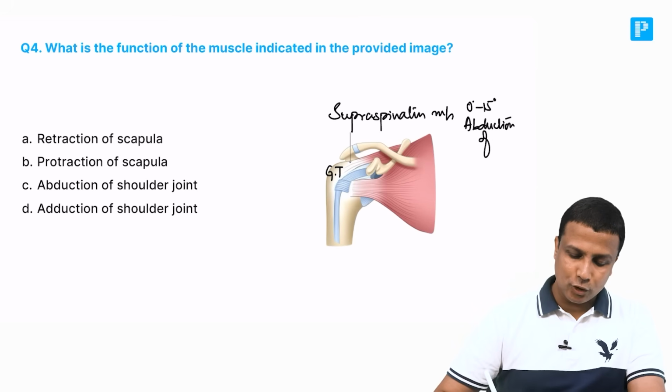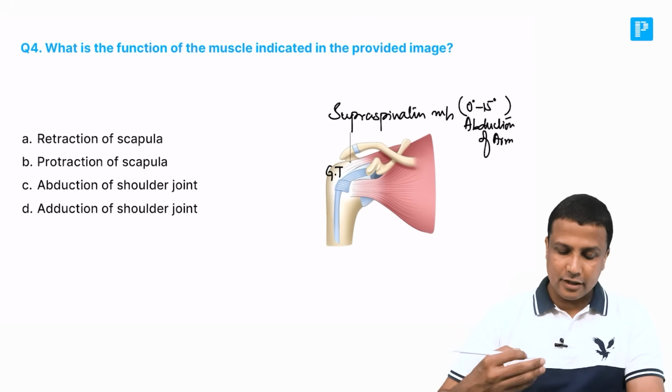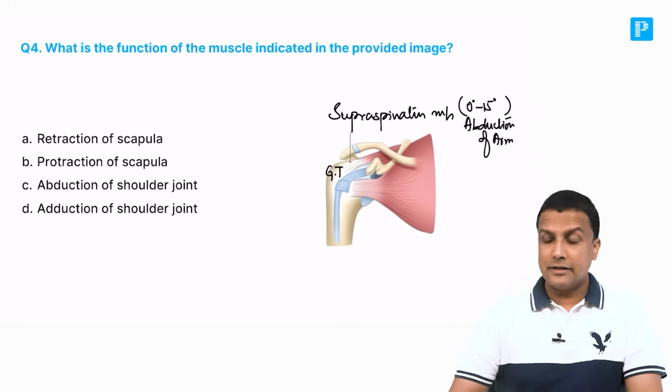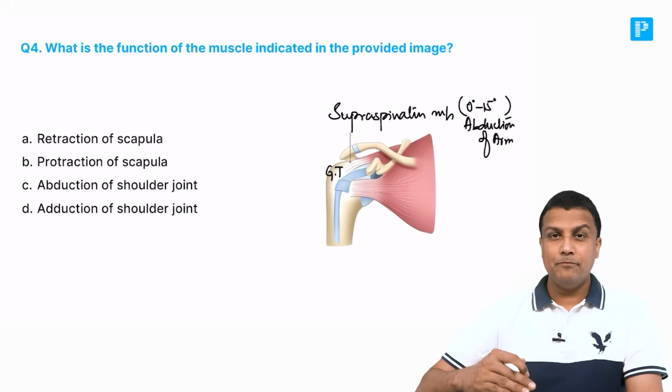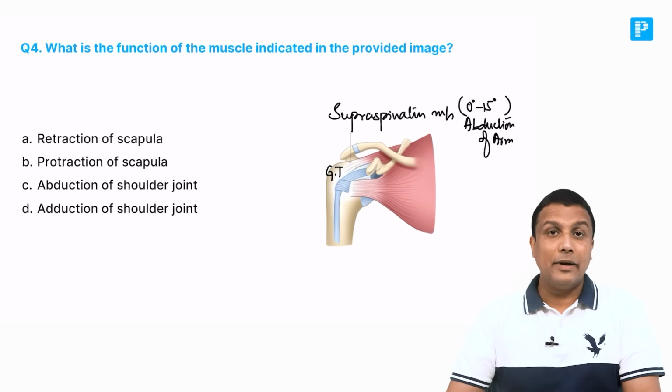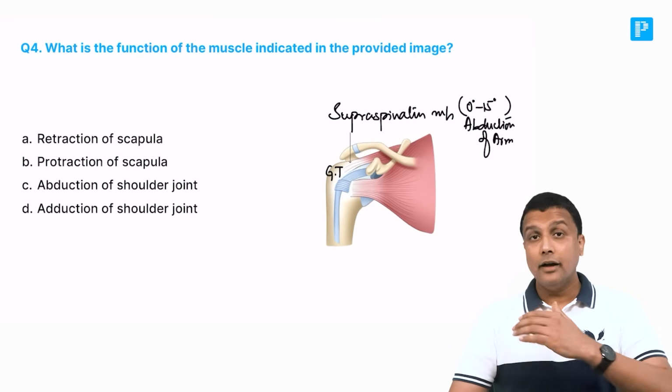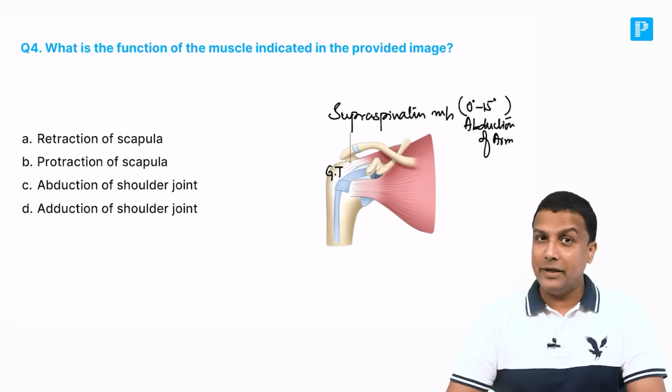It is helping in 0 to 15 degrees abduction of arm. I can say that it is helping in initiation of the abduction of the arm. So remember, supraspinatus muscle is helping in 0 to 15 degrees abduction of the arm. 15 to 90 degrees will be done by deltoid muscle. To be very specific, the lateral fibers of deltoid. And above 90 degrees, it is done by trapezius along with serratus anterior.